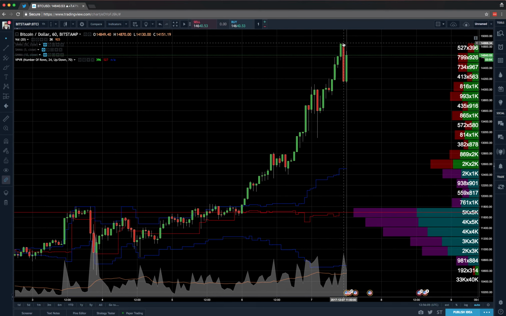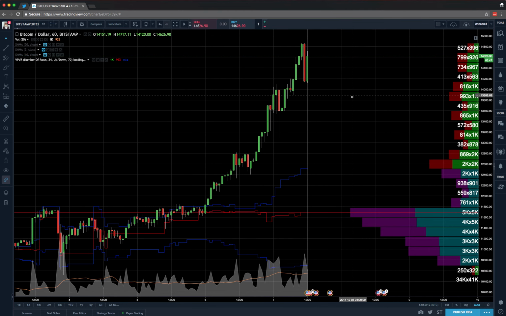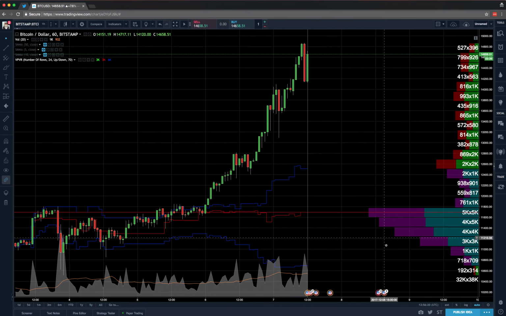So based on this, I do expect it to come back down a bit, hover around here before making up its mind whether it goes for another run to 15,000, or maybe we're going to cool off for today and come back down to a lower level of support.